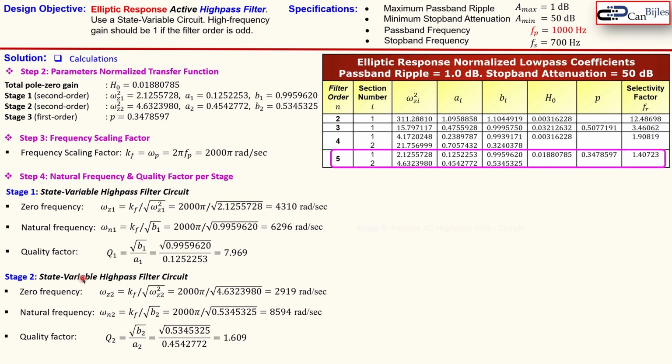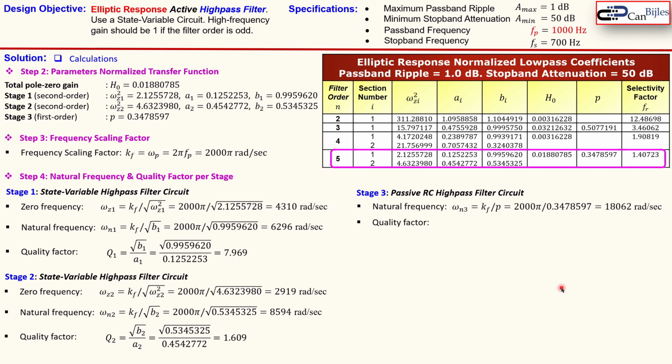Okay, now we have all the values for the natural frequency, zero frequency, and the quality factors for the first and the second stage. The stage 3 will be a passive RC high pass filter circuit, and the natural frequency of that one is given by this, again scaled up, so denormalized. You see again the frequency scaling factor divided by the normalized pole frequency, which is then this one. That will result in 18,062 radians per second. Now the quality factor for a pure passive RC filter circuit is always 0.5, so that means Q3 is 0.5.